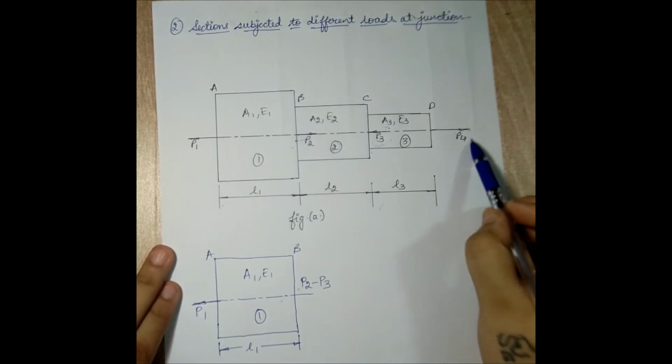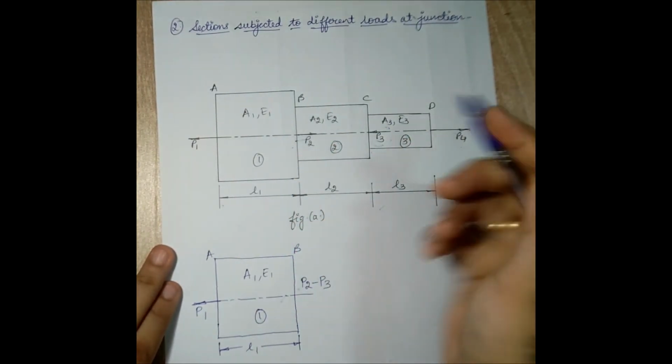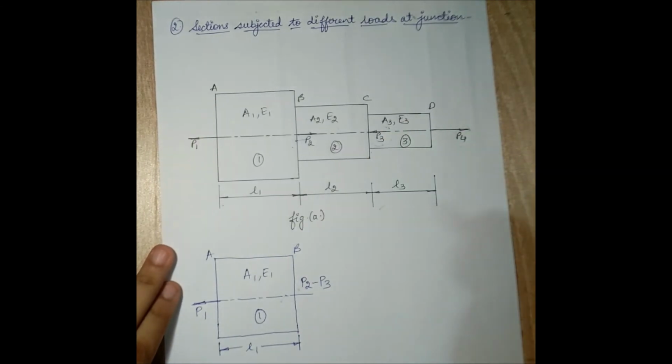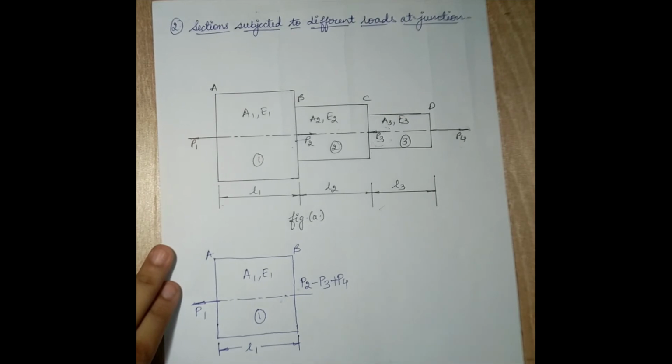And if you observe P4, when I pick up the vector and I place it at point B, this vector will be pulling the end B. Since it is pulling, or tension kind of effect is applicable, I will write plus P4.